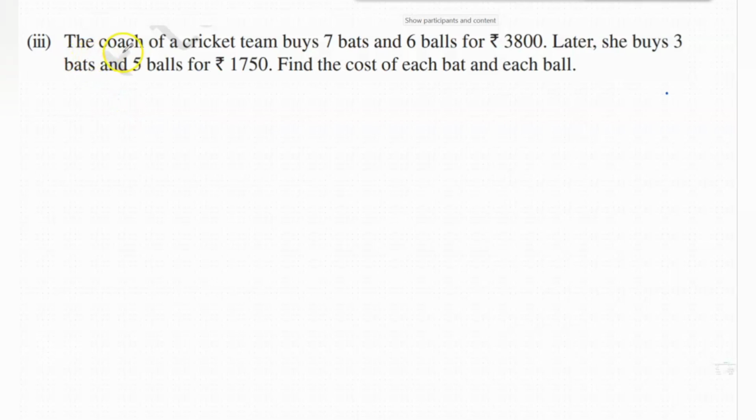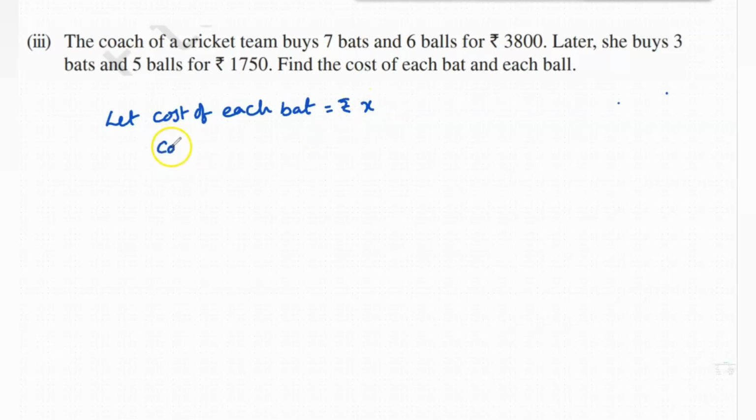Question 3 is: the coach of a cricket team buys 7 bats and 6 balls for 3,800. Later she buys 3 bats and 5 balls for 1,750. Find the cost of each bat and each ball. Okay, so let us assume the cost of each bat is equal to x rupees.